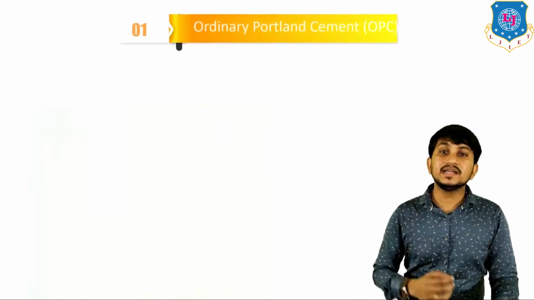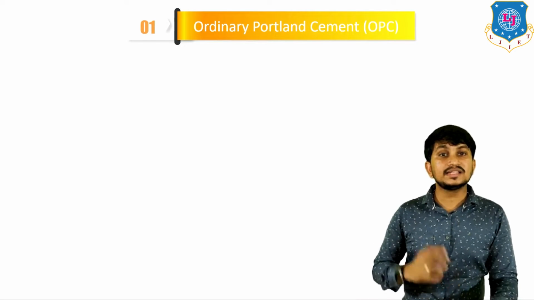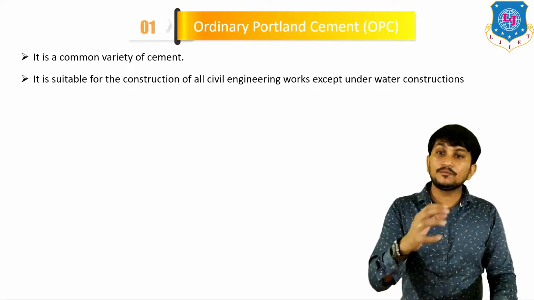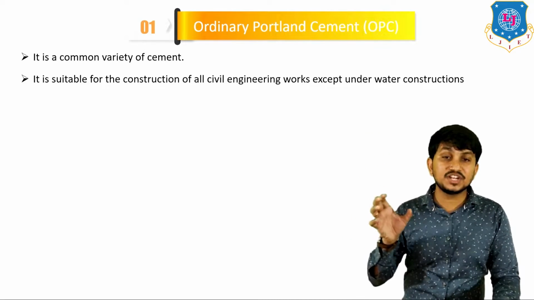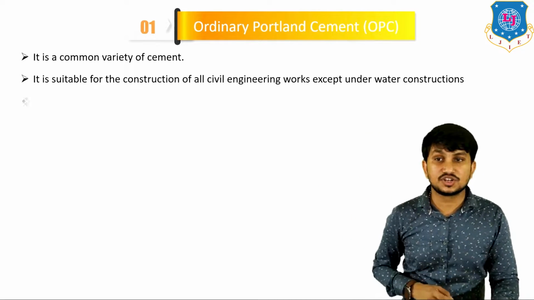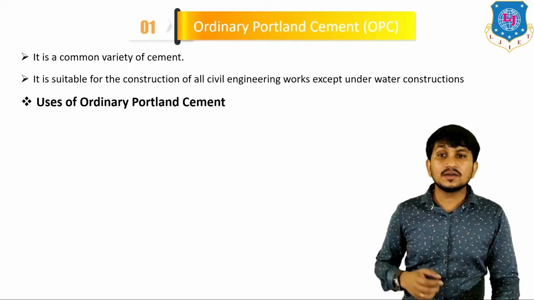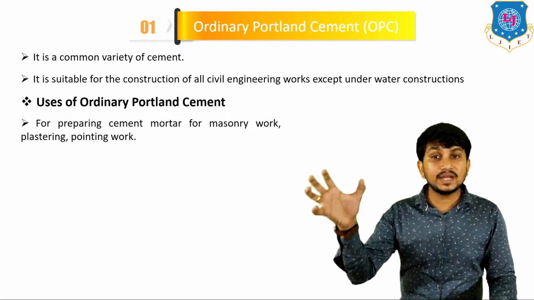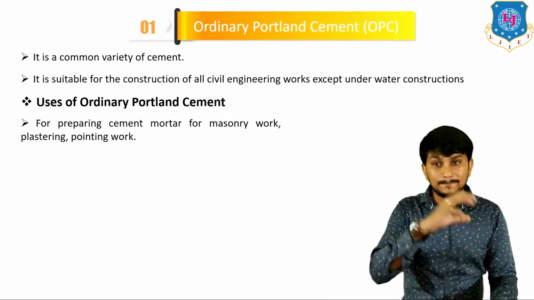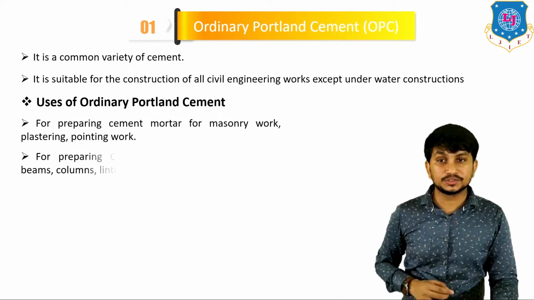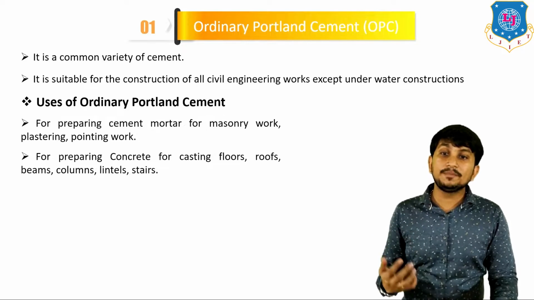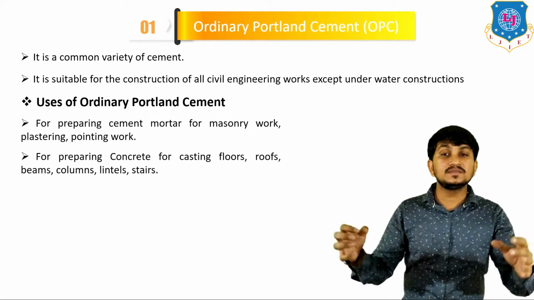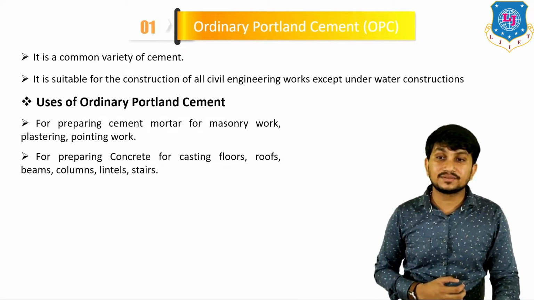First is ordinary Portland cement, which is also called as OPC. It is a common variety of cement. It is suitable for construction of all civil engineering works except underwater construction. Various uses of ordinary Portland cement are like this. It is used for preparing cement mortar for masonry work, plastering, and pointing work. It is also used for preparing concrete for casting floors, roofs, beams, columns, lintels, stairs, etc.